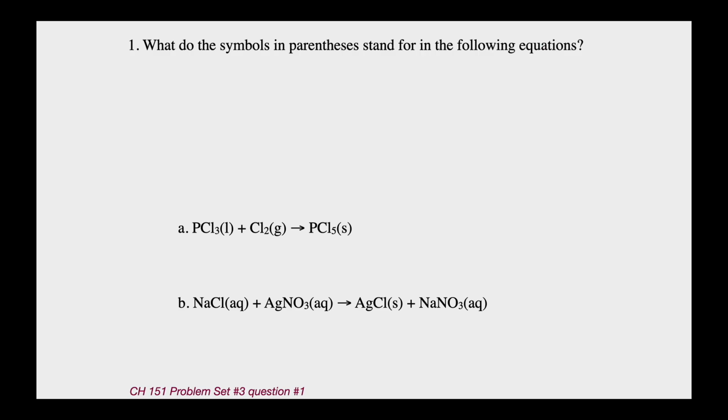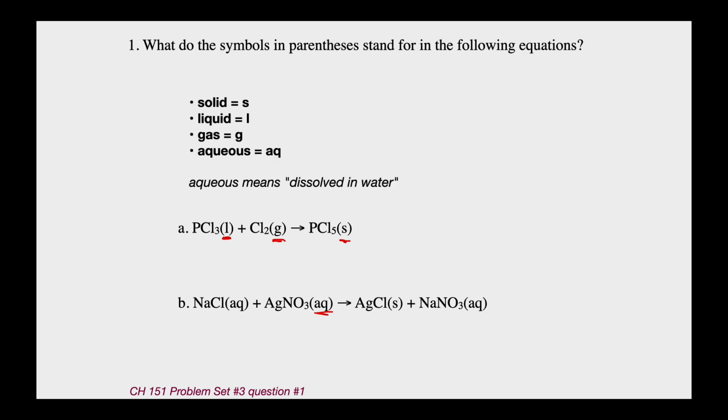The first question of problem set number 3: what do the symbols in parentheses stand for in the following equations? You can see that there's a variety of different symbols in little parentheses. There's an L, there's a G, there's an S, and there's an AQ. Those are the 4 symbols you're going to see a lot when you're talking about equations, and they refer to the states of matter.